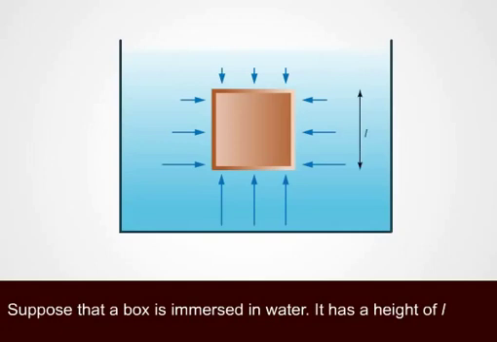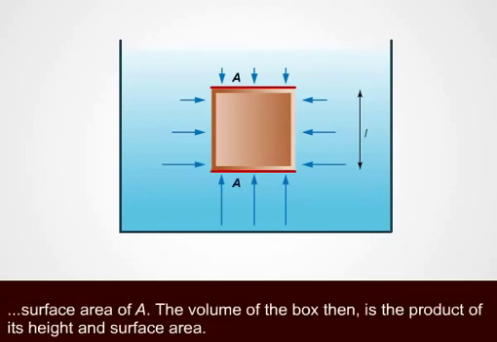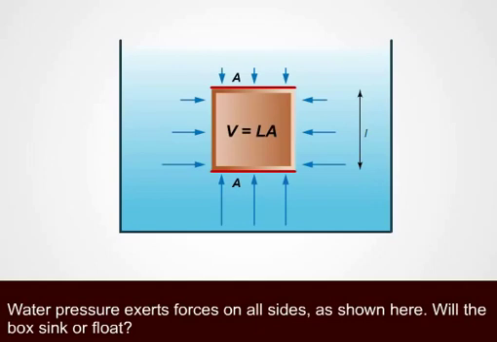It has a height of L, and its top and bottom each have a surface area of A. The volume of the box, then, is the product of its height and surface area. Water pressure exerts forces on all sides, as shown here. Will the box sink or float?